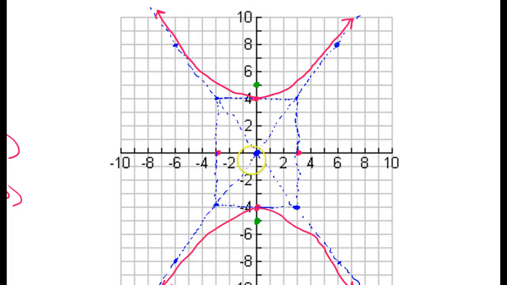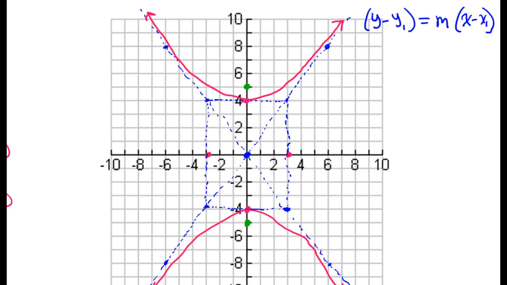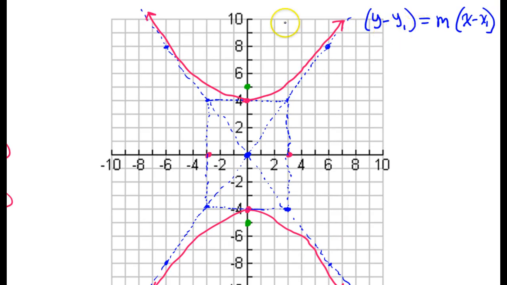So let's do the same thing to find the equation of this asymptote. Remember, we're doing y minus y1 is equal to the slope times x minus x1. You know what? We don't really need the parentheses around the y minus y1 part.